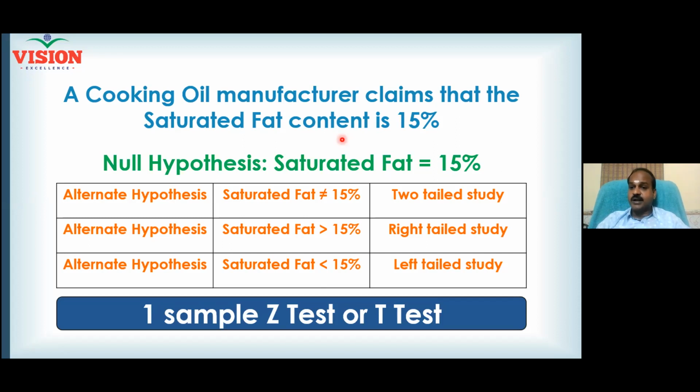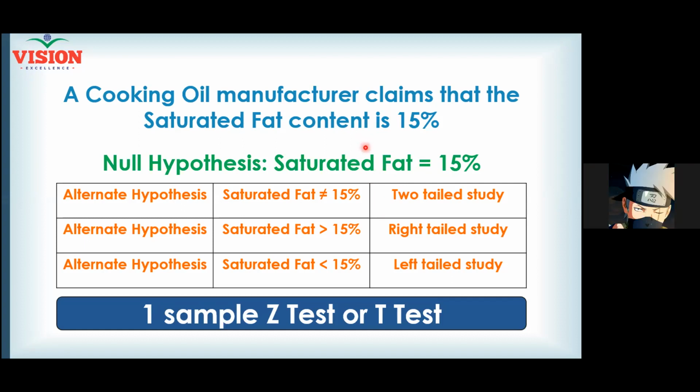So that leads to ANOVA. When there are only 2 suppliers, what is it called? 2 sample test. 2 sample t-test. Very good. 2 sample t-test. Fantastic.